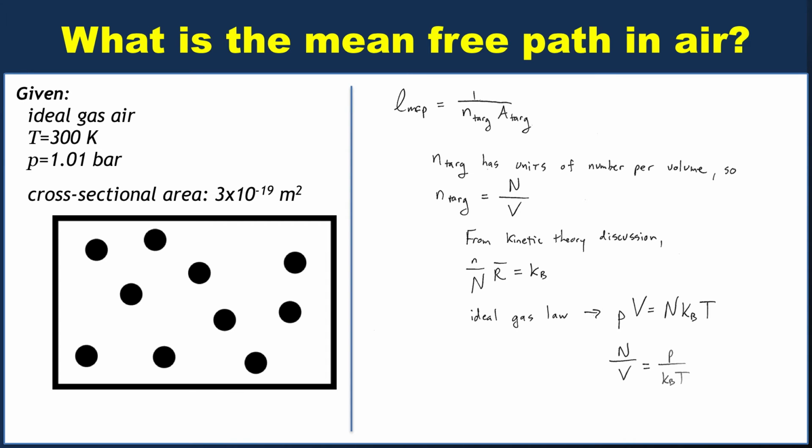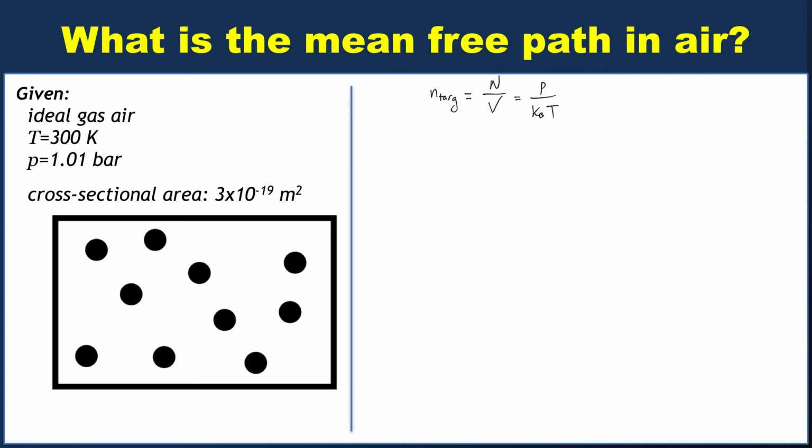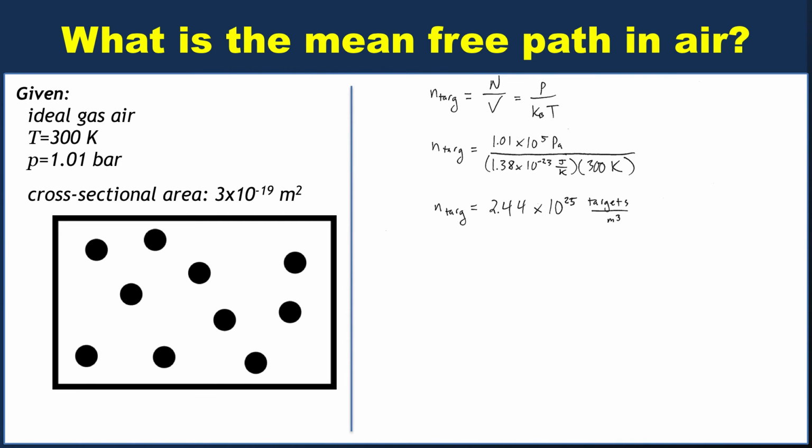That means that N divided by V must be the pressure divided by the quantity, Boltzmann constant times the temperature. Well, that's nice because we just said that from dimensional analysis, the number density of targets should just be N over V. So that means that it should just be P divided by k T. All right, great, we'll keep that. Now we can put in our values. So we know the pressure. We'll put it in SI units, so it's 1.01 times 10 to the 5th pascals. k_B is a constant, and then the temperature is 300 Kelvin. That tells us that the number density of targets is going to be a really big number, 2.44 times 10 to the 25th targets per cubic meter.